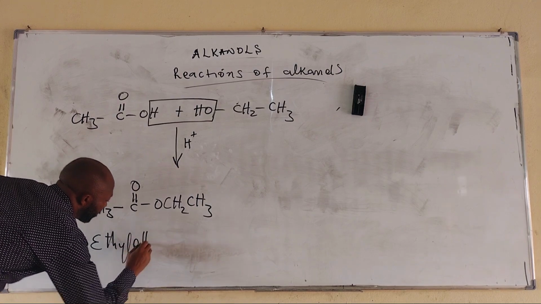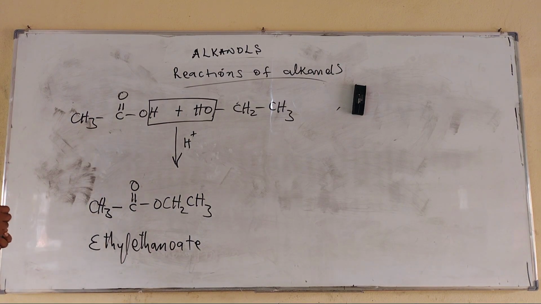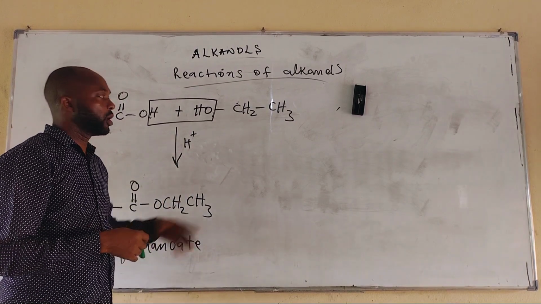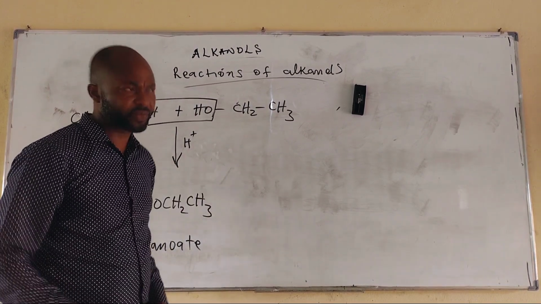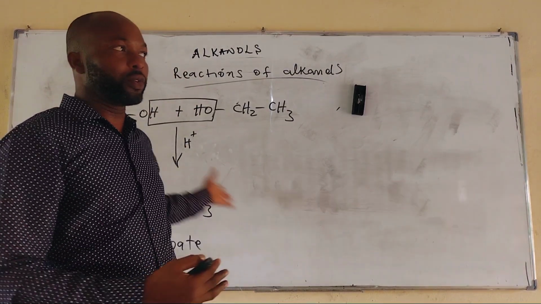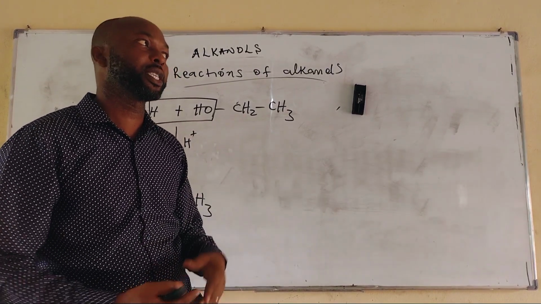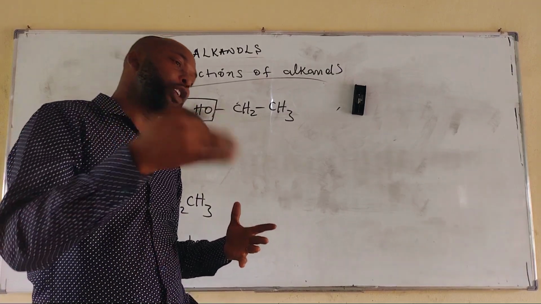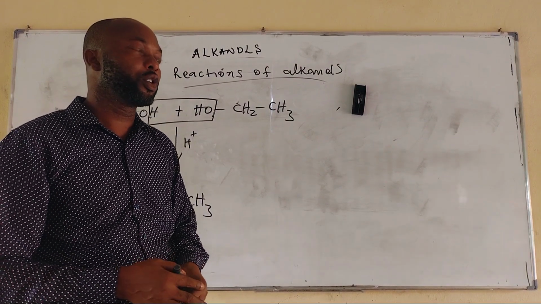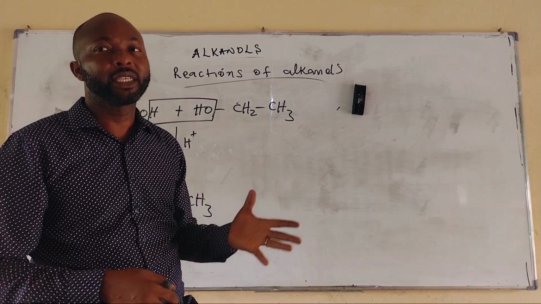Ethyl ethanoate. And this is an ester. Esters have a sweet, fruity smell. In organic qualitative analysis, you are going to see this in the lab, where we carry out these reactions, ethanol and ethanoic acid to form ethyl ethanoate in the laboratory.